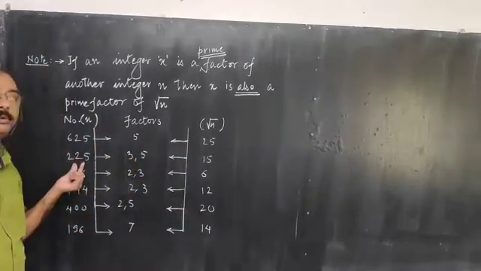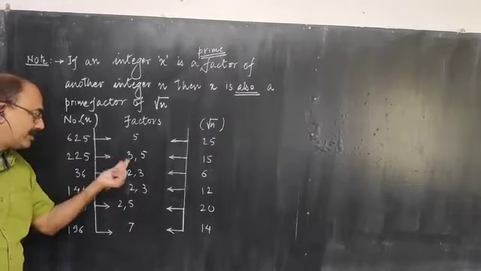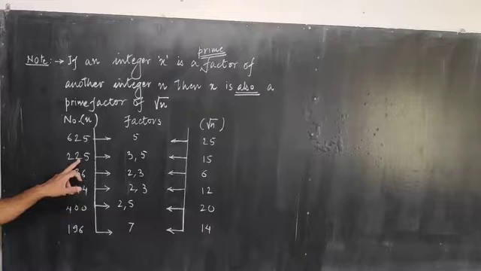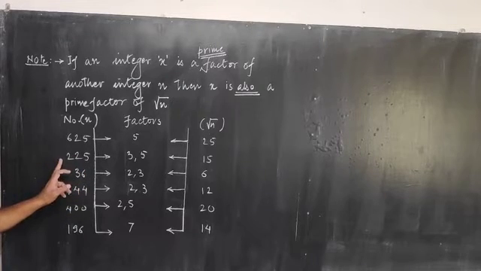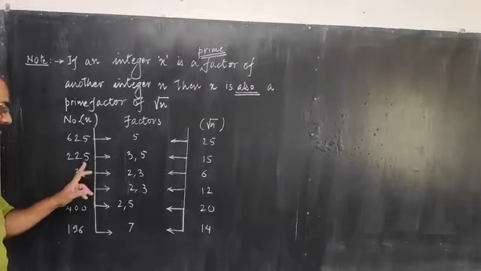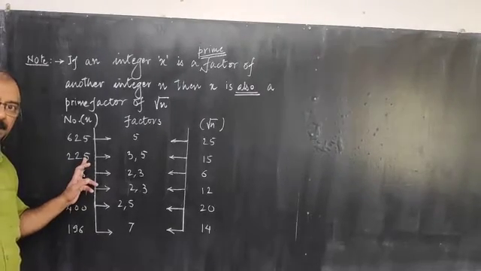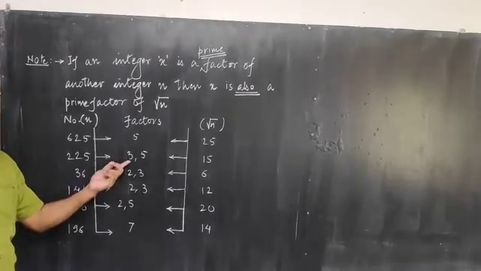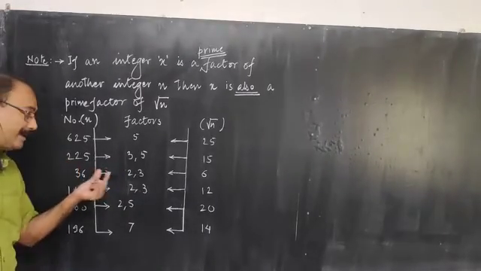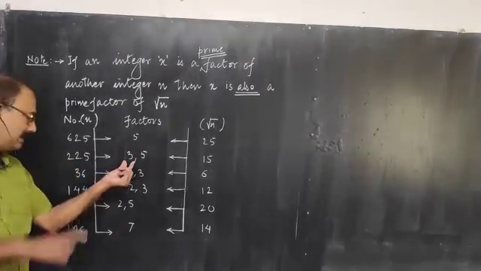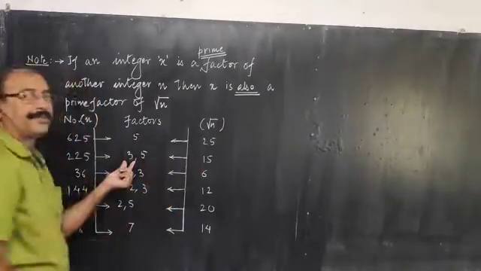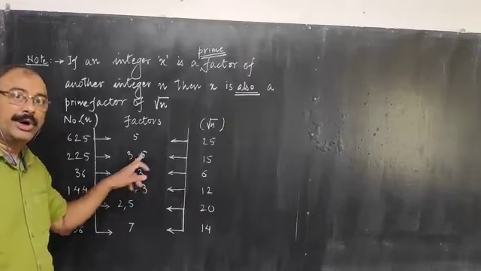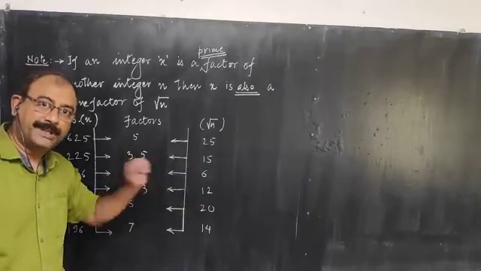Observe here, 225. 3 is a factor of 225. 5 plus 2 is 7, 7 plus 2 is 9. So, this number is divisible by 9. It is also divisible by 3. So, 3 is a prime factor of 225. Now, calculate the square root. 15. You will observe that 3 is a factor of 15 also.